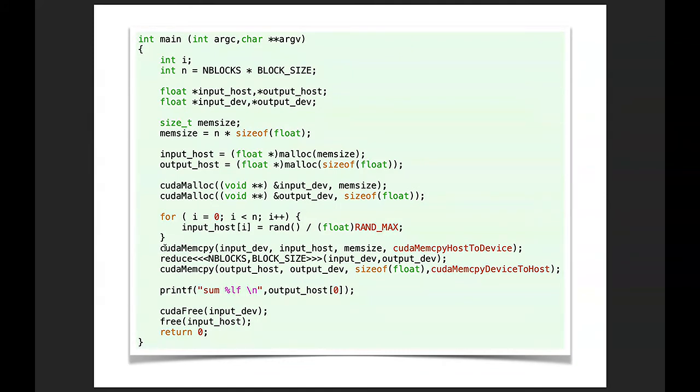I achieve this with CUDA memcpy. This copies the contents of input host to input device. And then I run reduce, which is a kernel. I'm going to show you the code for the kernel in the next slide, but this kernel takes the input device array and output device. This will be the output. And here I launch n blocks, that's the number of blocks I'm creating, and block size is the number of threads I have in a block.